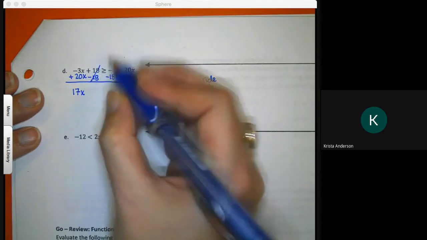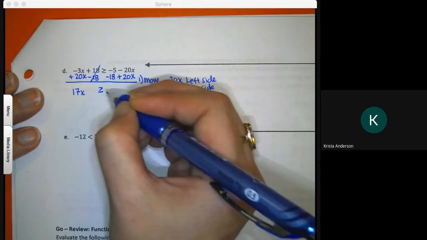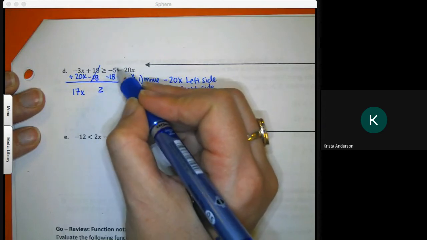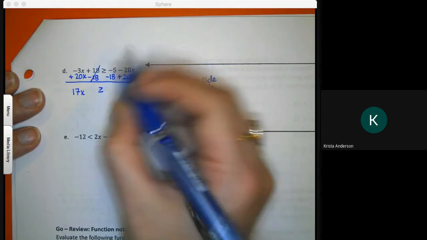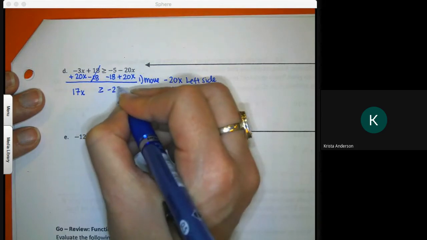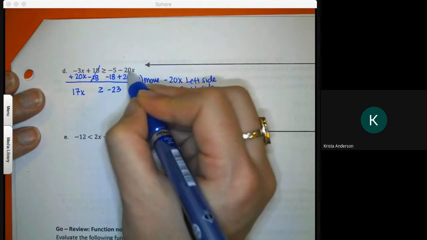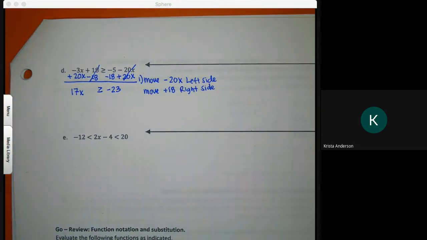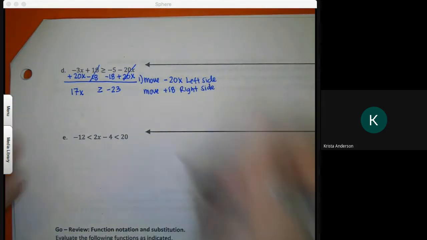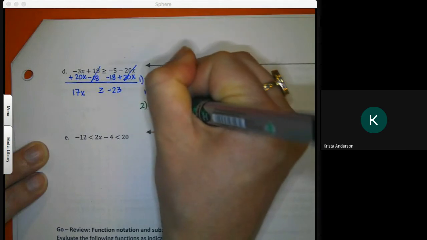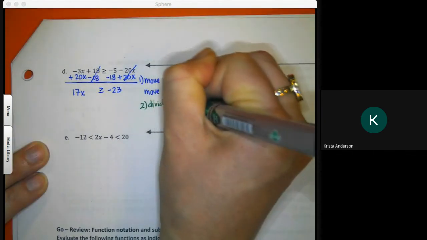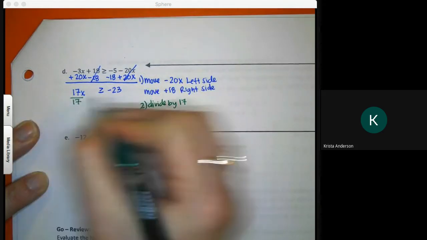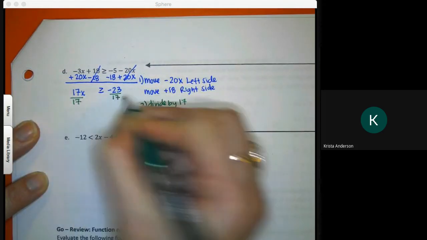My inequality I copied. Negative 5 and negative 18. It's negative 23. Negative 20 and positive 20 go away. I now divide by 17. And this is going to be a decimal again.